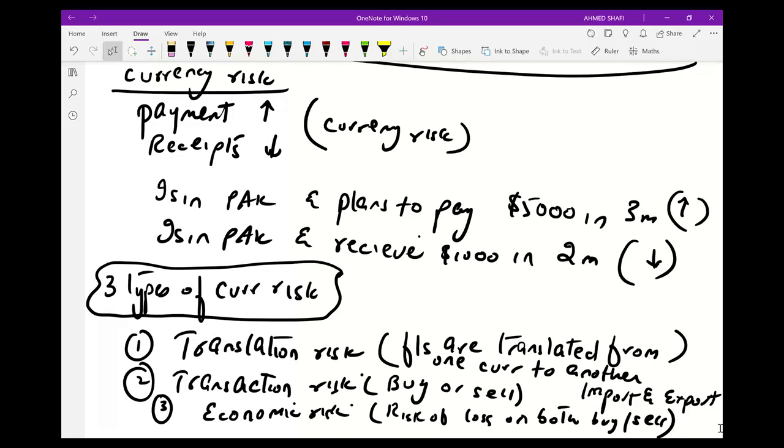So there are three types of currency risk: translation risk, which occurs when financial statements are translated from one currency to another; transaction risk, risk on any buy sell transaction; and economic risk, that risk of loss on both buy and sell transaction. Okay.